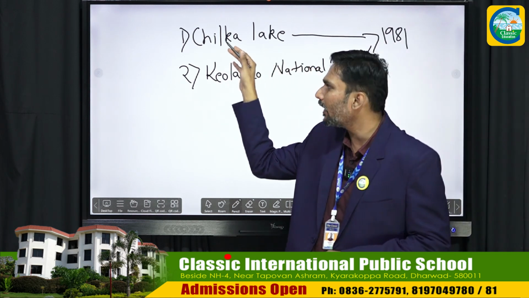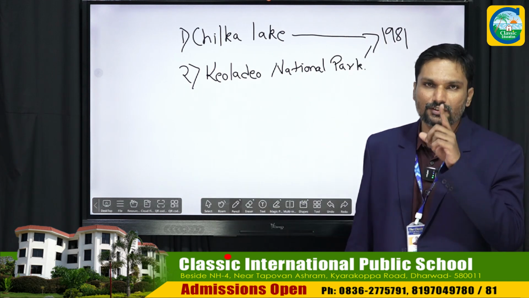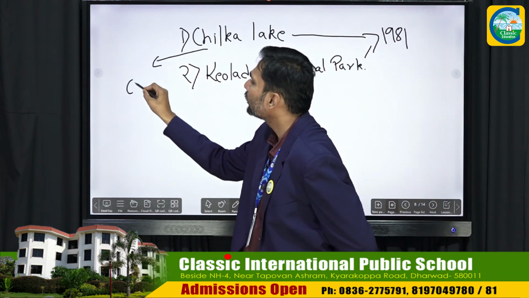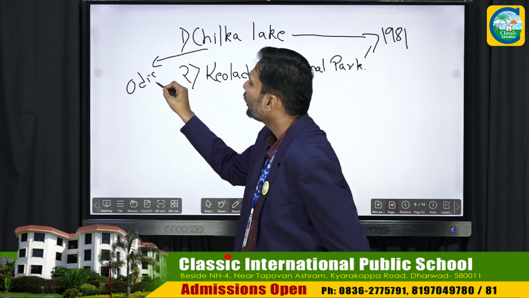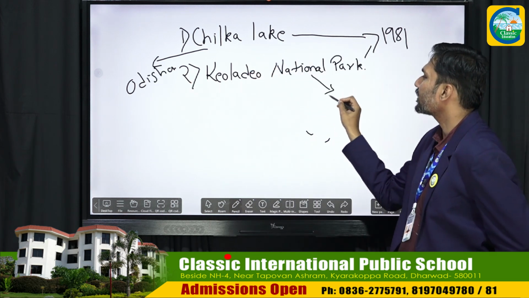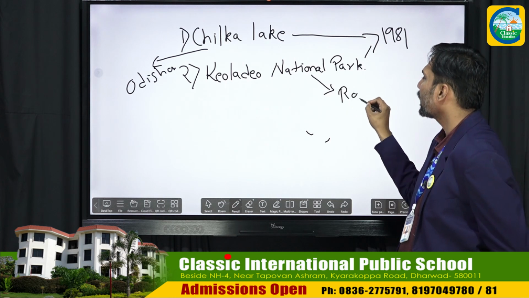Where is Chilka Lake? Chilka Lake is a very famous wetland which is present in the state of Odisha, present day Odisha. And Keoladeo National Park is present in the state of Rajasthan.